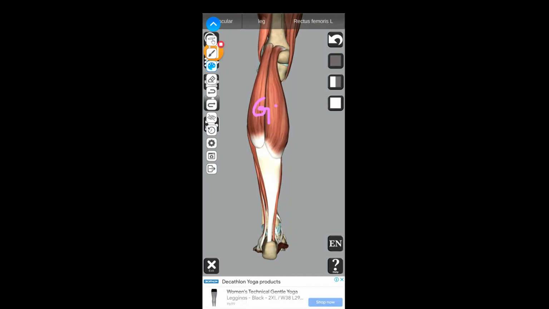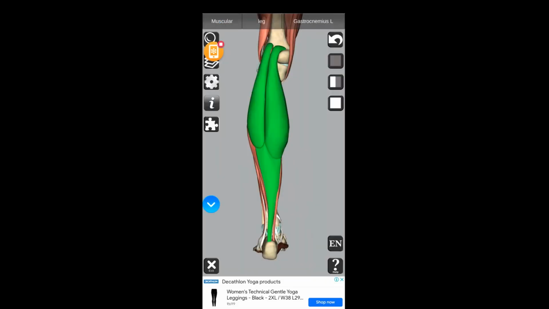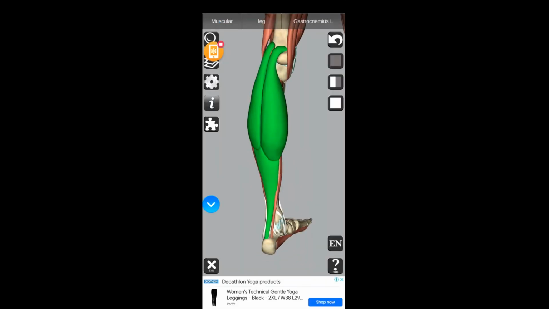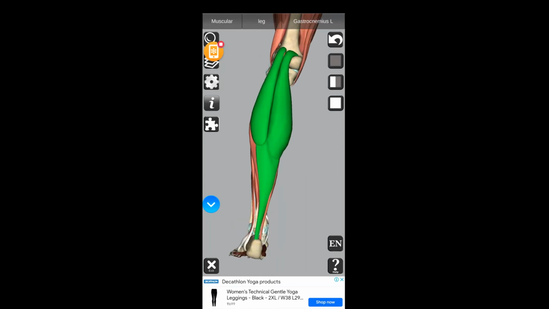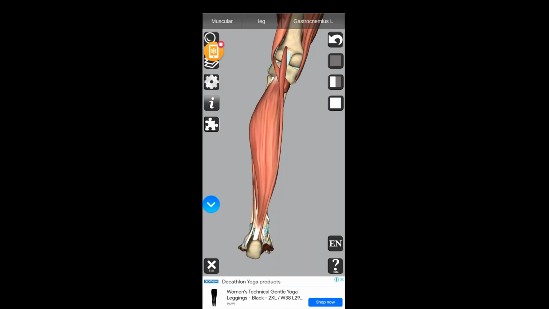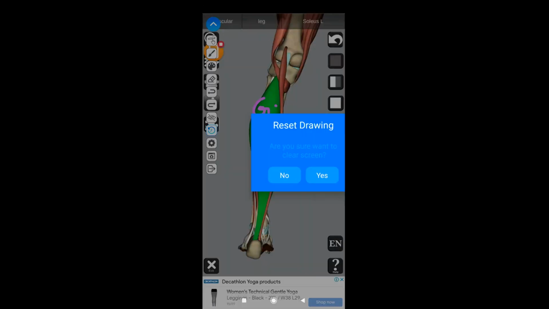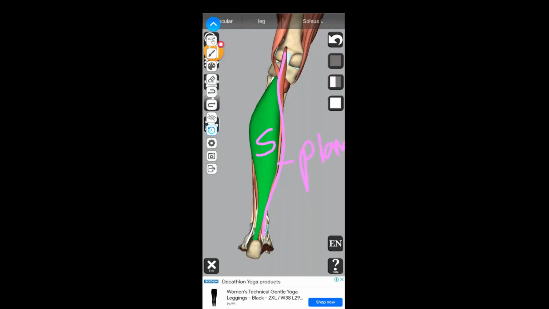I have to remove this now to see my soleus. See, all those will converge and they will insert into your calcaneum. Okay, calcanean tendon. Now I will remove this. What is this muscle? This is your soleus. This long one, what is this? This is your plantaris longus. Okay.